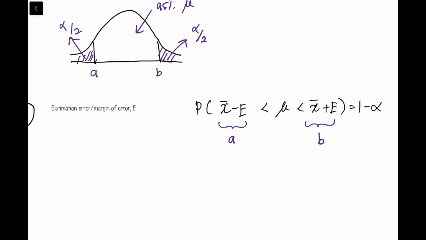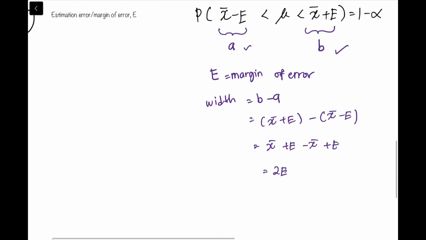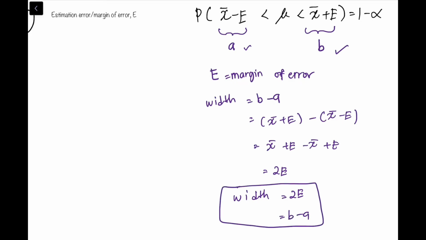So, how do we calculate the error? E is the margin of error. Width is equal to B minus A. So here B is x bar plus E, minus A, which is x bar minus E. Expand the equation and you will get 2E. So this is what we got: width is equal to 2 times error, also equal to B minus A. So you have to remember this formula.